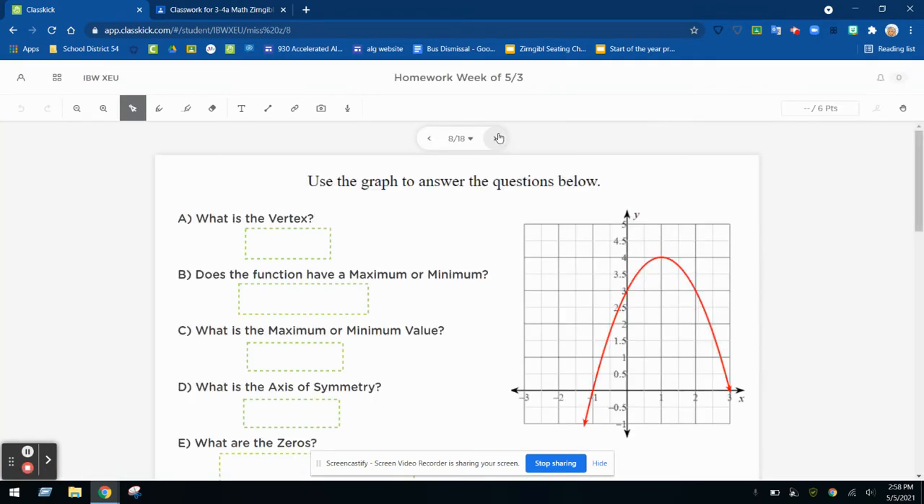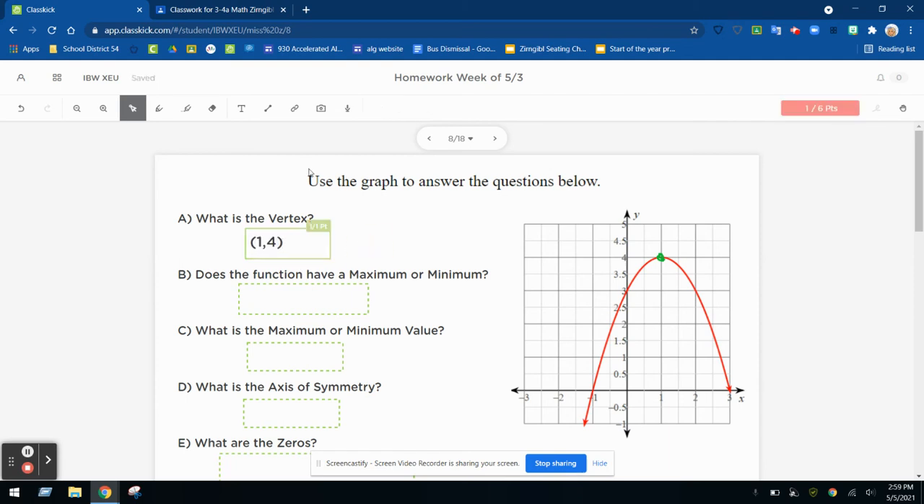Okay, so next thing we're looking for is our vertex. Our vertex is the point where our graph meets up. So this is going to be our vertex right here. We're going to be at (1, 4). Remember, this is an ordered pair, so we have to write it as such.